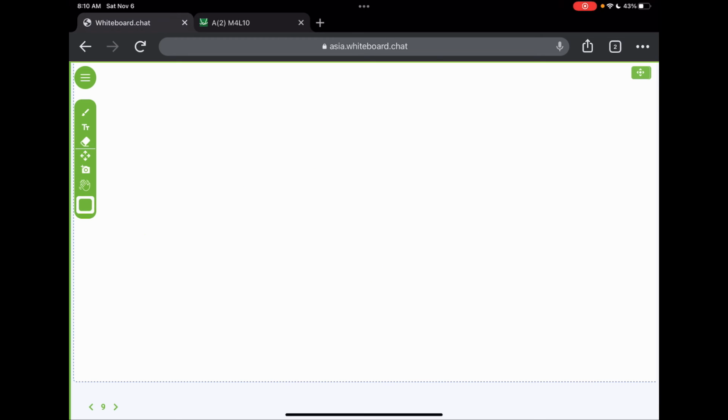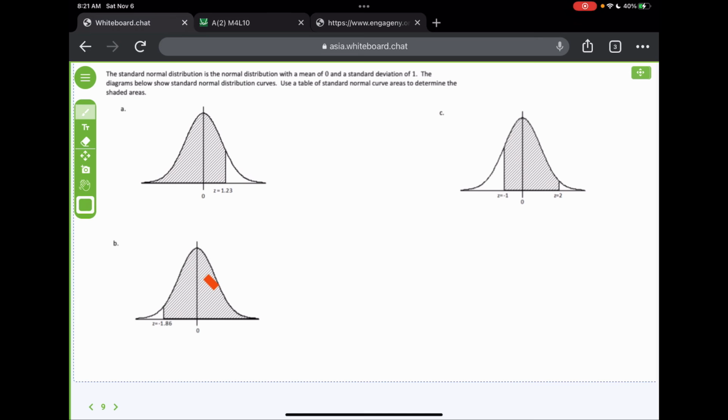Now, page 9. This says the standard normal distribution is normally distributed with a mean of 100 and a standard deviation of 1. The diagram below shows standard normal distribution curves. Use a table of standard normal curve areas to determine the shaded areas. So what that is, that's called a Z-score chart.